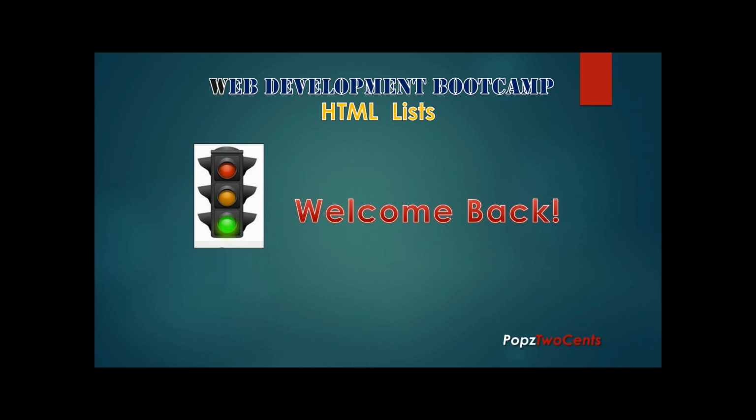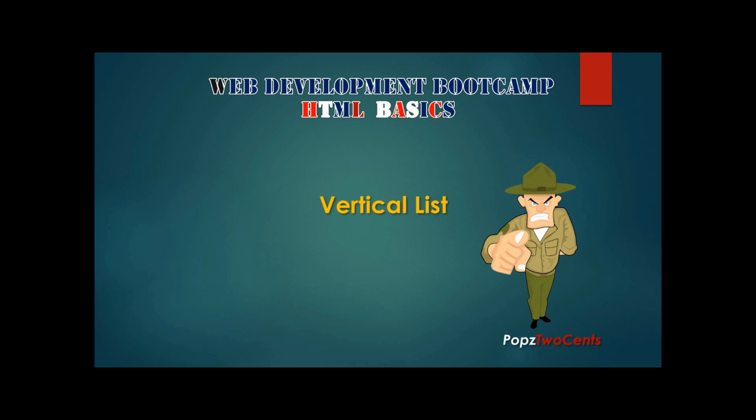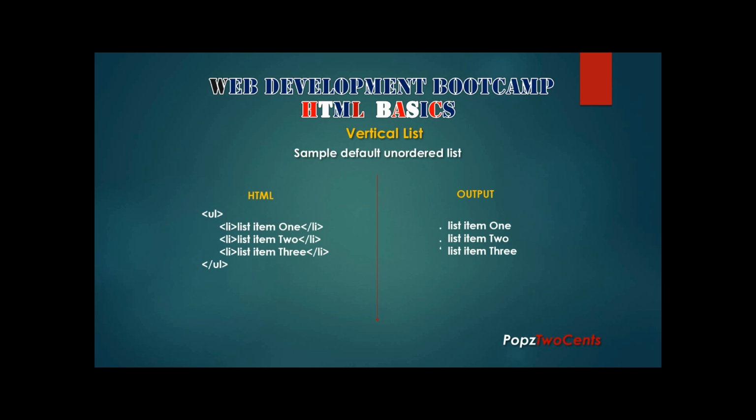Welcome back. Let's take a look at the vertical list in more detail. First of all, here's a sample of a default unordered list. Here's the opening tag, the closing tag, the list items, and to the right is the output for that particular code. You notice the only thing that's displayed is the bullets and the text for the list item. Remember, the list item could be a picture, a photo, a text, or a combination of these.